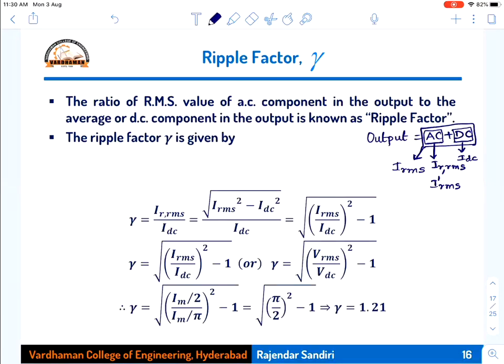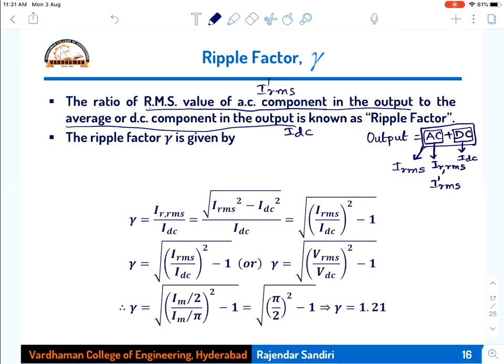So in this definition, the ratio of RMS value of AC component in the output means I dash RMS. It is not IRMS. To the average or DC component in the output. And what is the average or DC component in the output? IDC. So you should understand these two terms very, very clearly. Very, very important, this one. There will be a lot of confusion. Ripple factor is the ratio of RMS value of AC component in the output, that is what we denote as I dash RMS.